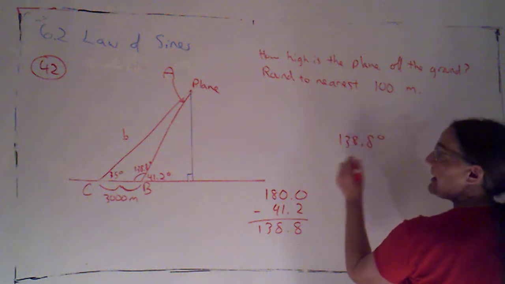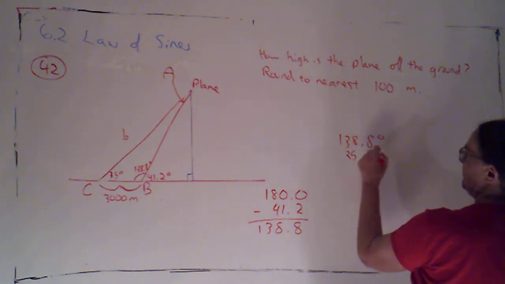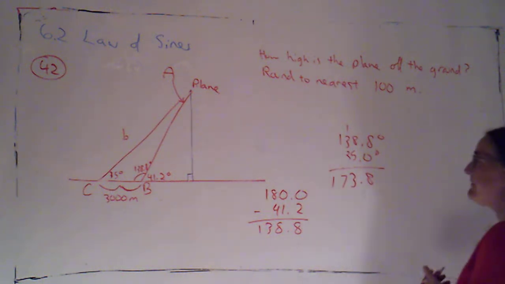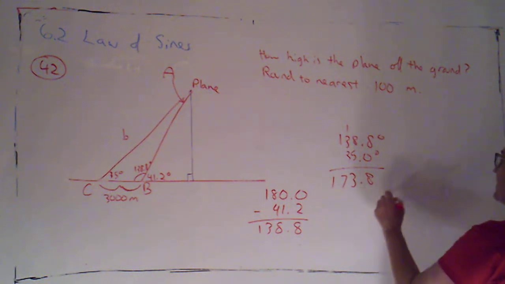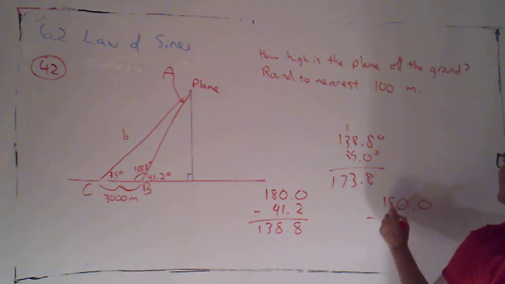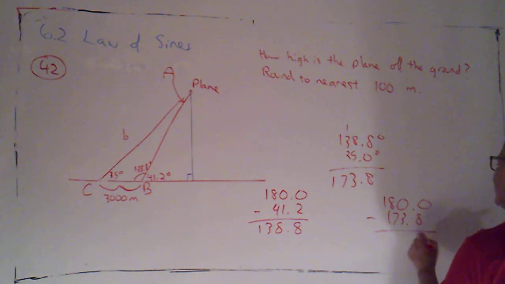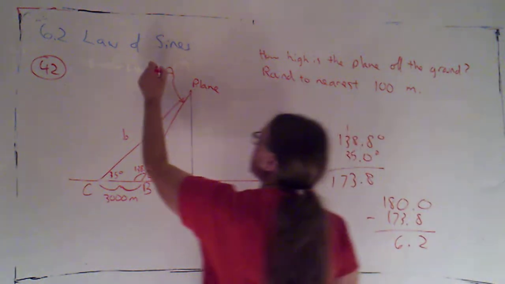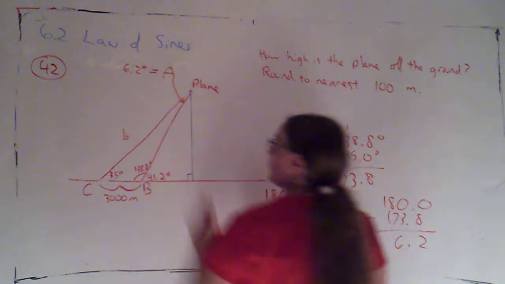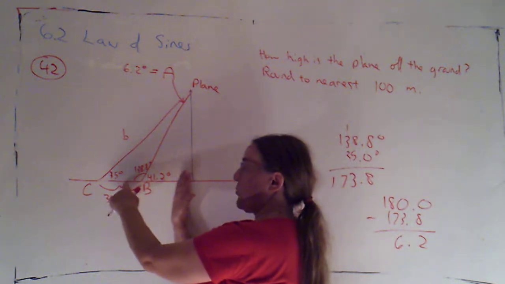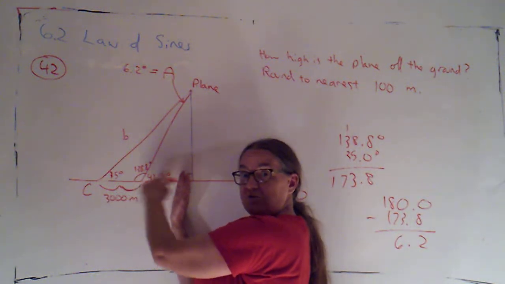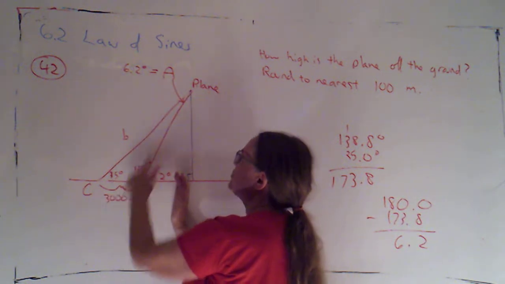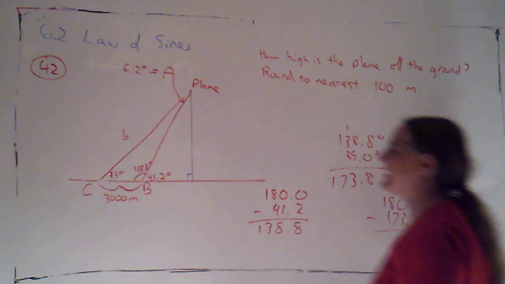138.8 degrees and 35.0 degrees. That's 173.8. So if I look at 180 minus 173.8, that's going to be 6.2 degrees. Here I subtracted from 180 because these two were supplementary, just those two angles added up to 180. Here I subtracted from 180 because these three angles had to add up to 180.